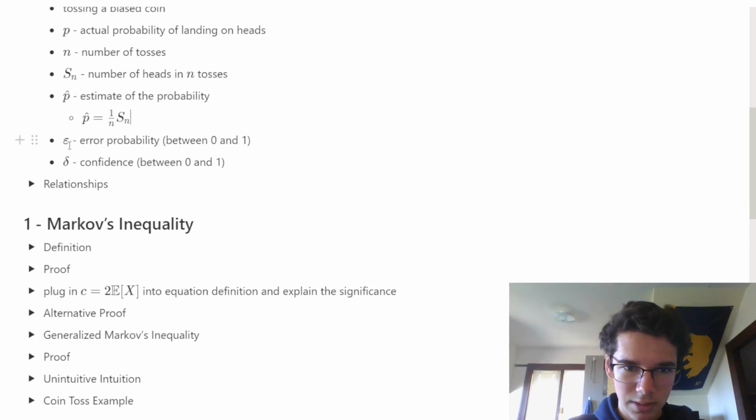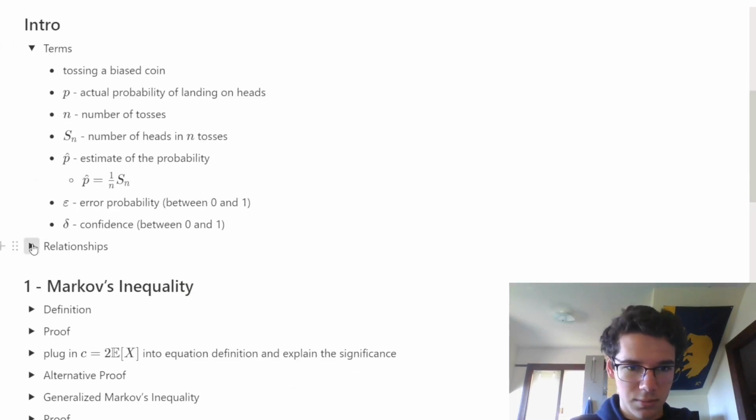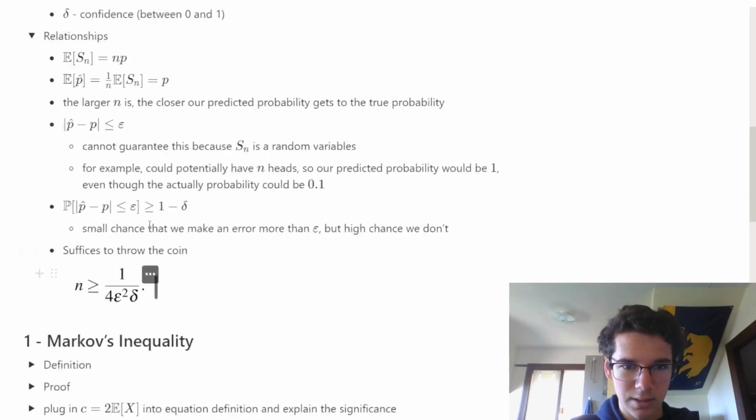Okay, and we're also going to have these terms, epsilon and delta. The epsilon is the error probability between 0 and 1, and delta is going to be our confidence level. We're going to see what that means in a little bit.